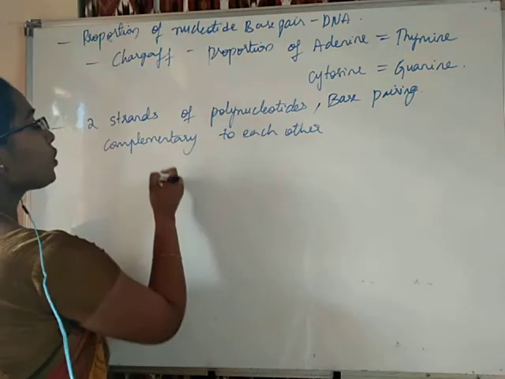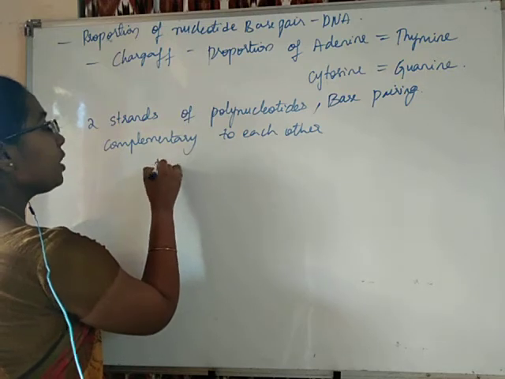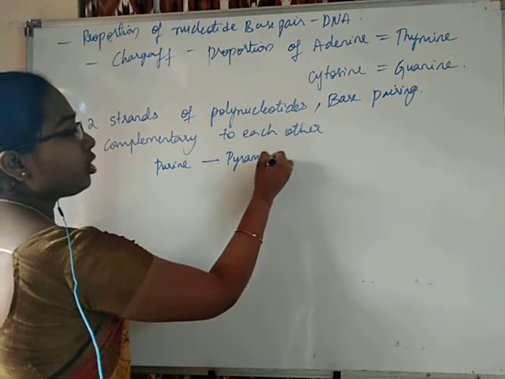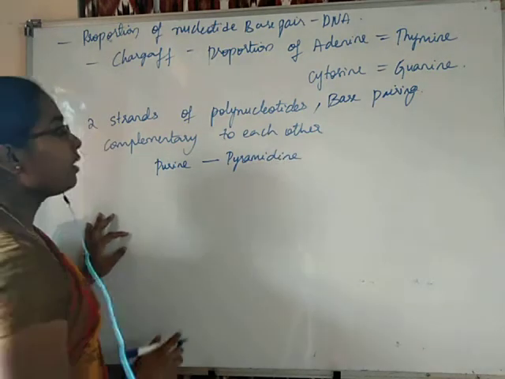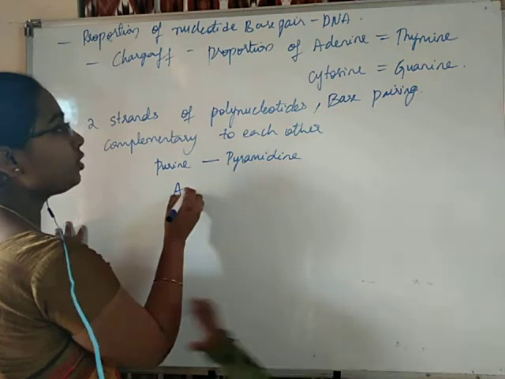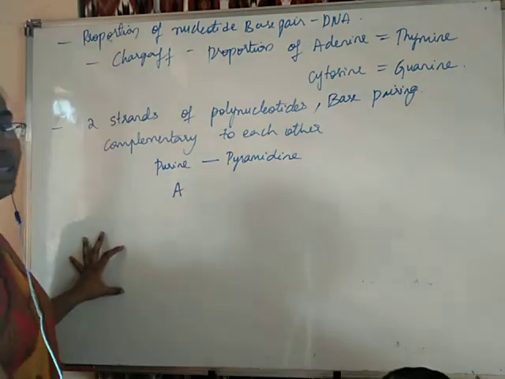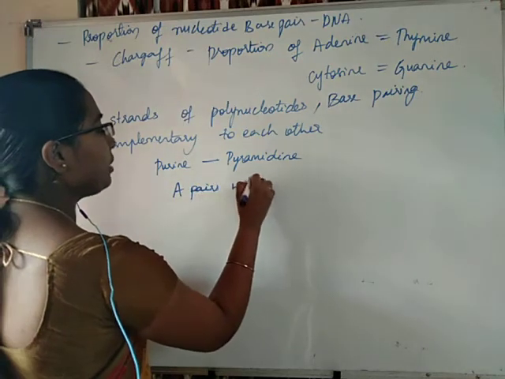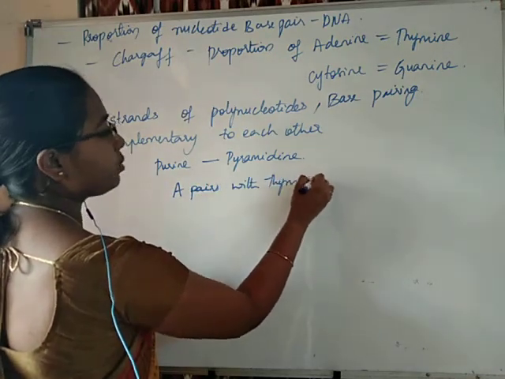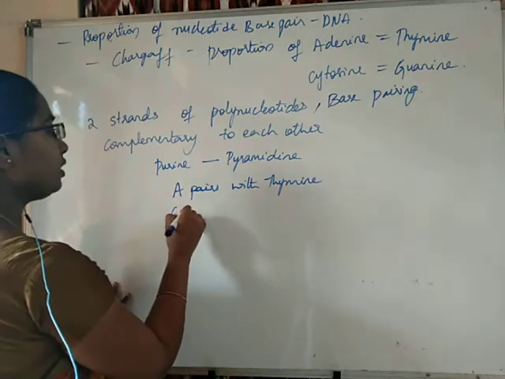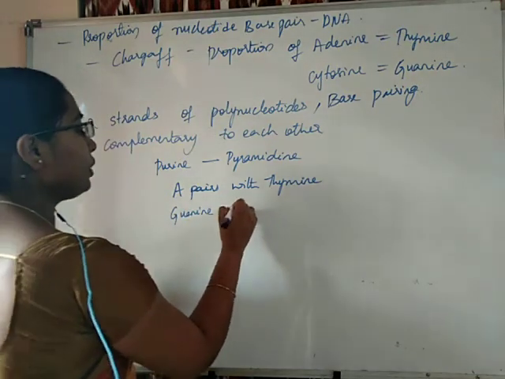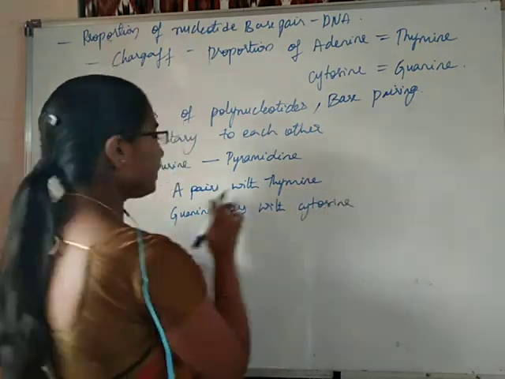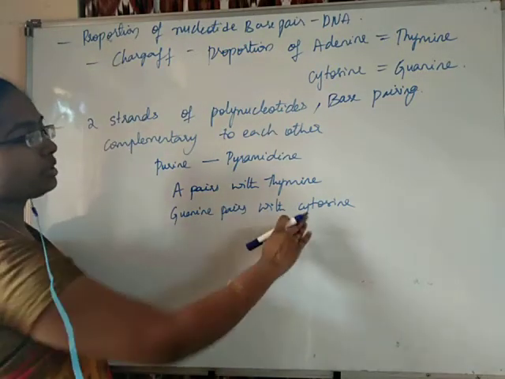Generally, students, a purine always pairs with a pyrimidine. Always adenine pairs with thymine, and always guanine pairs with cytosine in the DNA.